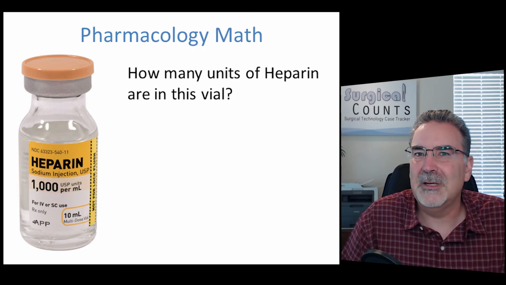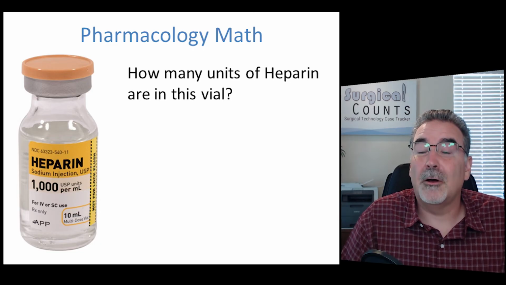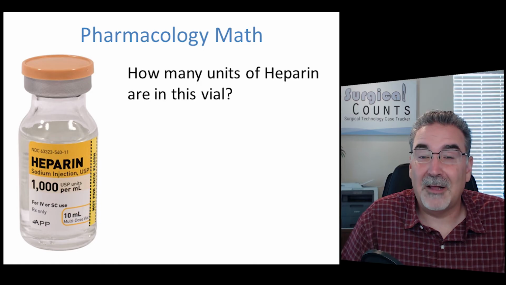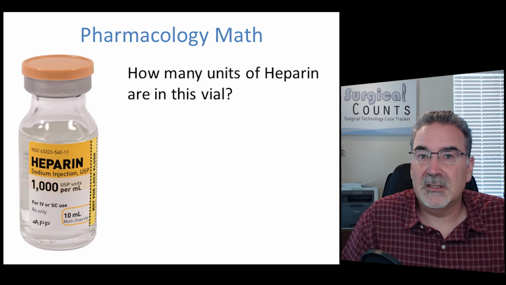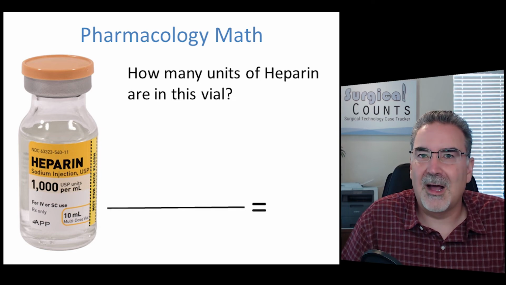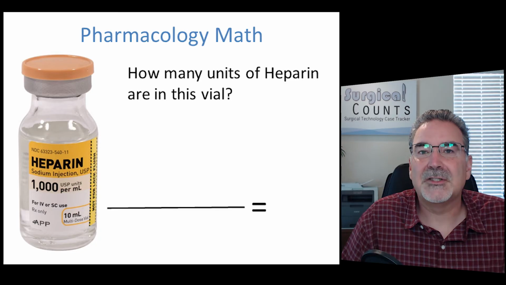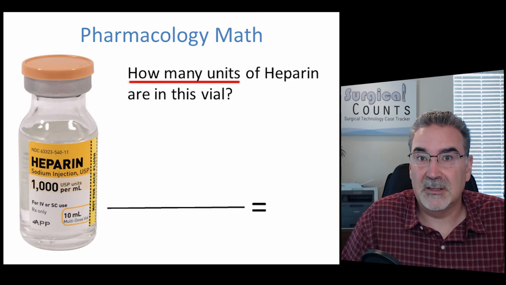You know, it would be a little too easy if that were the answer. So let's solve this problem using burger math, following the exact same steps that we did before. To do this, we're going to start with a horizontal line, followed by an equal sign. And then we figure out, what is the question asking? Well, the question is asking how many units. So on the right side of the equation, we're going to write how many units.